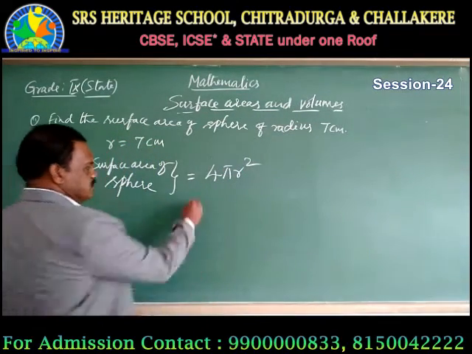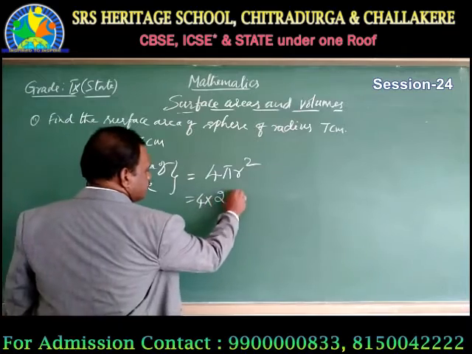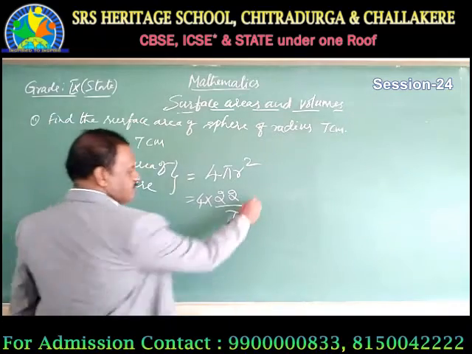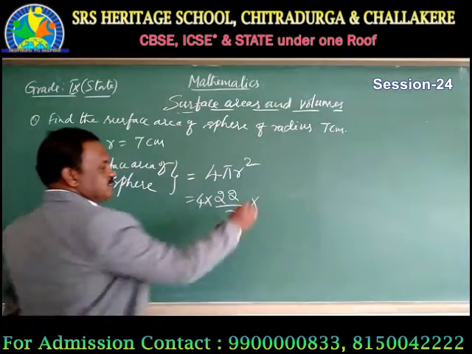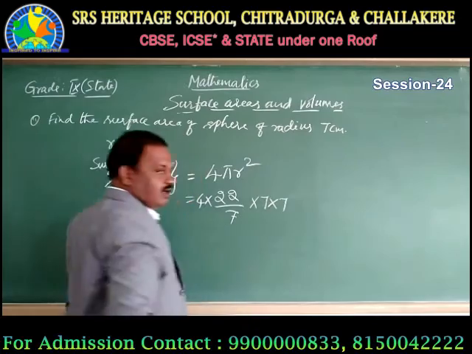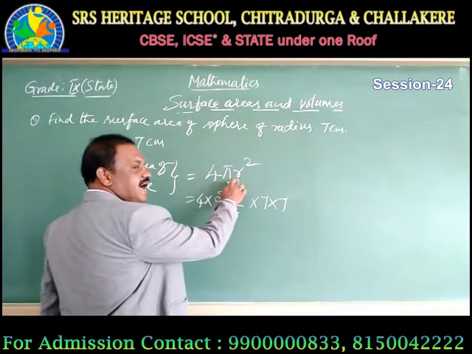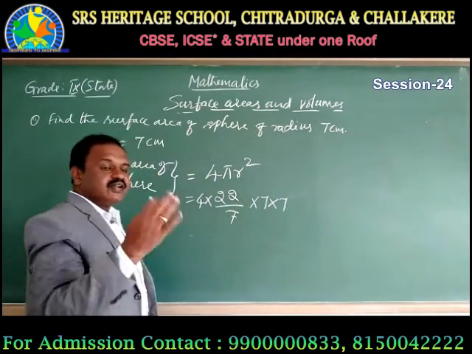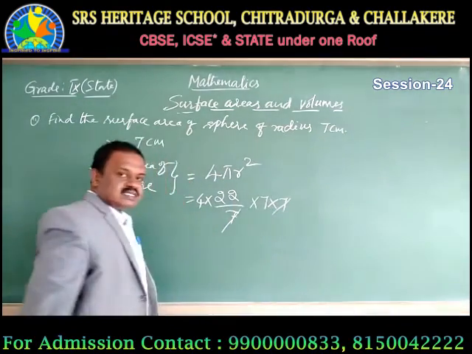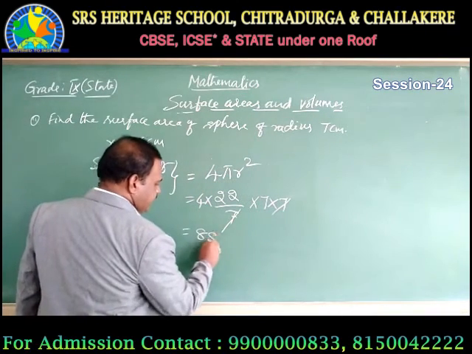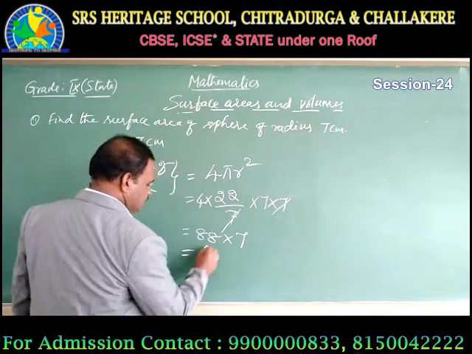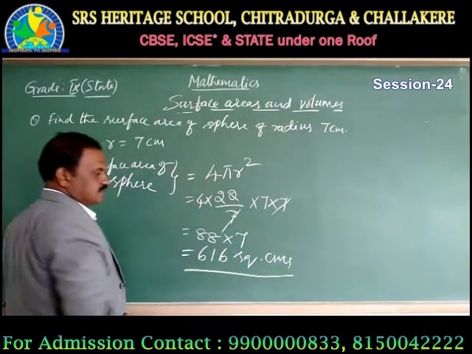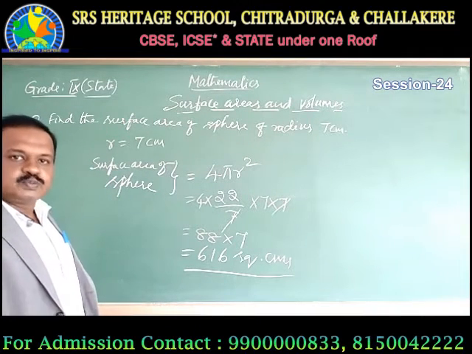4 pi r square. So 4 into, you know the value of pi, pi is 22 by 7, into r is 7 into 7. Why am I writing this as 7 into 7? Because r square is 7 square, you have to take r as 7, and 7 square means 7 into 7. So cancel one 7, 88 into 7, that is 616 square centimeters. This is the surface area of the sphere.